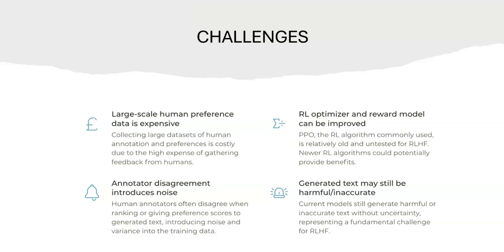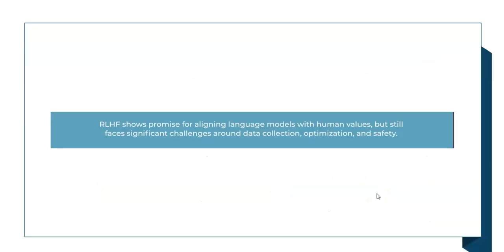As I told, in the real world you won't get 100% accurate results. Of course there will be some inaccuracies, etc. So that's the challenge mentioned in our fourth point: whatever generated text there is may still have some harmful content and inaccuracies. Okay, so basically for aligning language models with human values, we have to face some significant challenges like data collection, optimization, and safety.